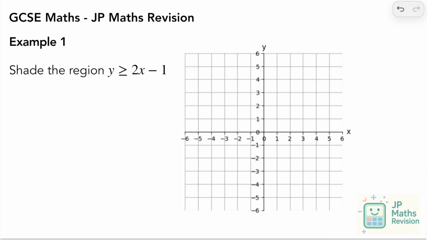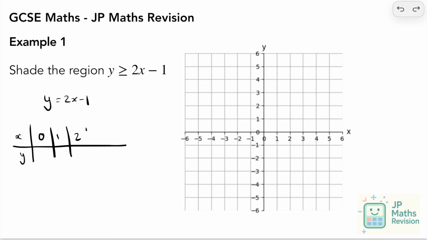So here's an example. It says shade the region y is greater than or equal to 2x minus 1. So to do this, what we need to first do is draw the graph of y equals 2x minus 1. Now this was already covered in another video, but if you don't know how to do this, what we do is we draw a quick table of values. So we have x and y, and we pick some values of x. So I'm going to choose numbers that are between -6 and 6, just because that's the way my graph is drawn. So I'm going to go with 0, 1, 2, and 3.